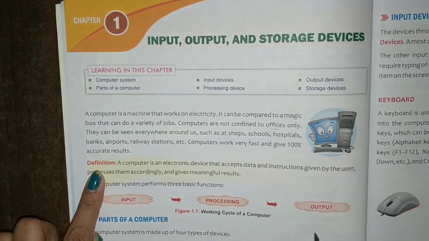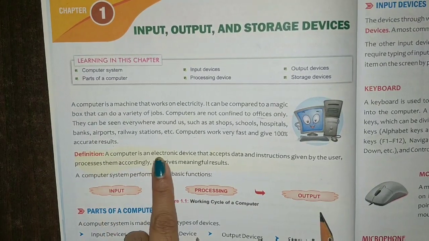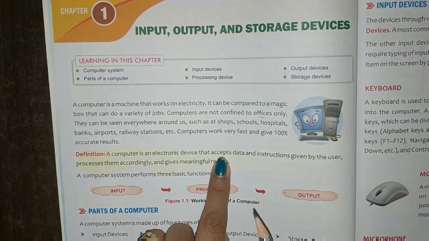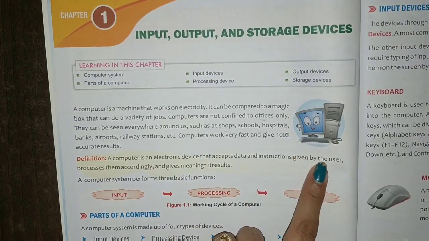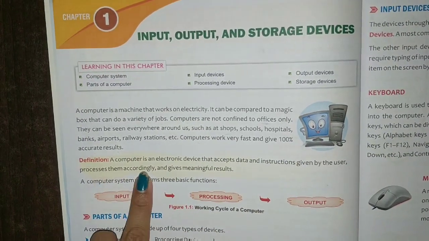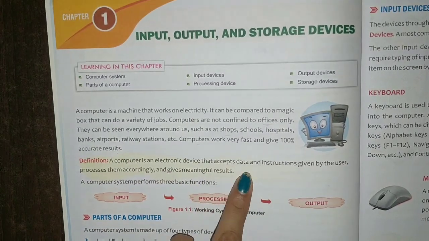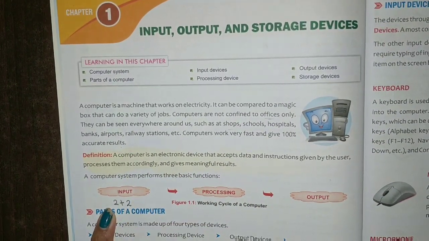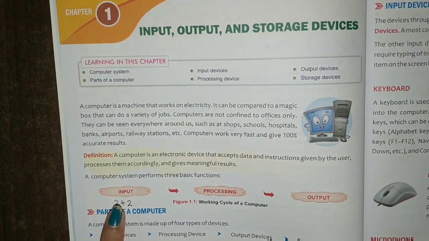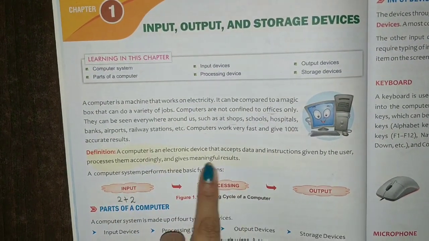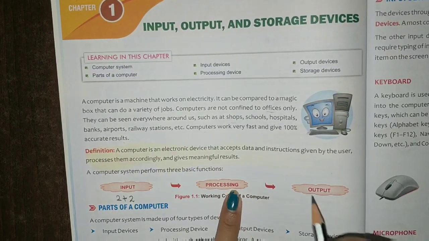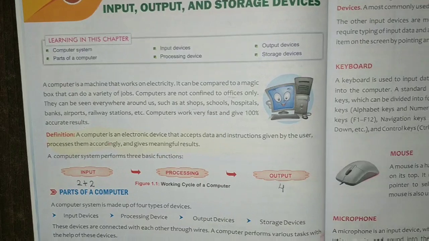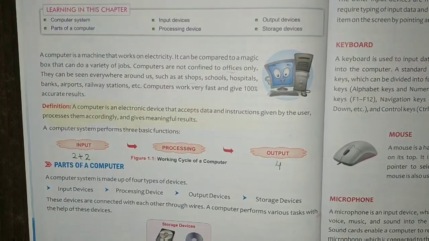Now, what is the definition of a computer? A computer is an electronic device that accepts data and instructions given by the user, processes them accordingly and gives meaningful results. Like in input, you have asked the computer to find the result of 2 plus 2. Here the computer will process your input and you will get the final result as 4. Hence our output is 4.